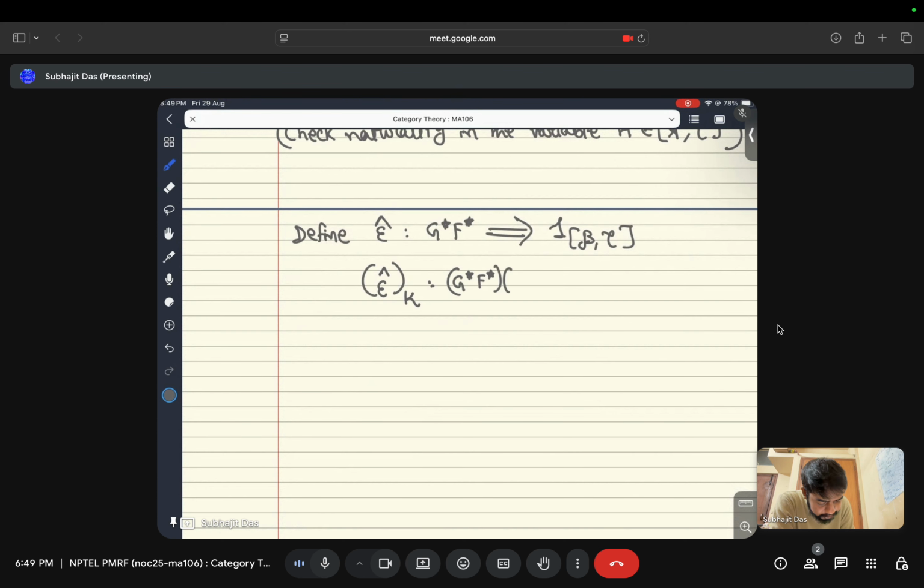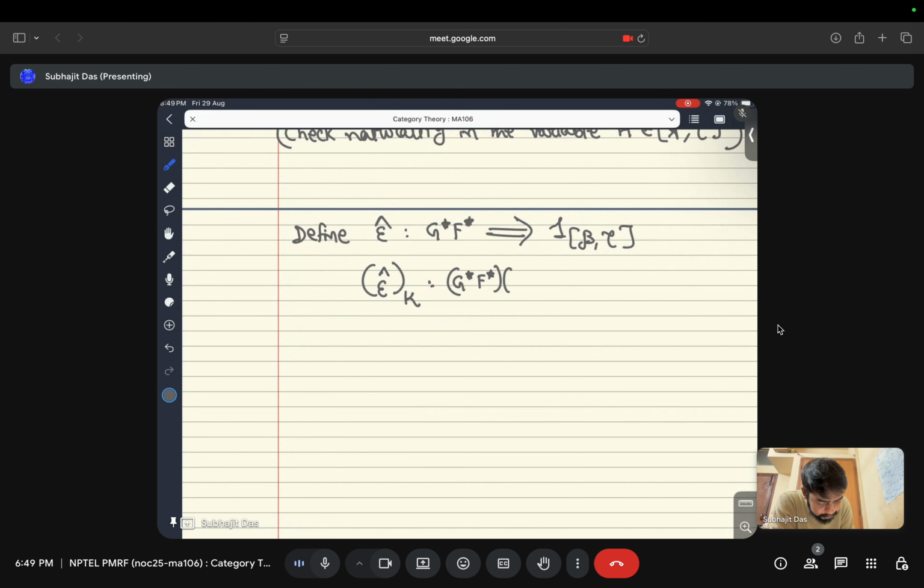Then it turns out that eta hat, which is from 1 on the functor category from A to C to F star G star, is the unit of some adjunction, and epsilon hat is the co-unit of some adjunction. G upper star will be the left adjoint of this adjunction, and F upper star will be the right adjoint. We are using exactly the characterization theorem for adjunctions. So this gives you an adjunction.